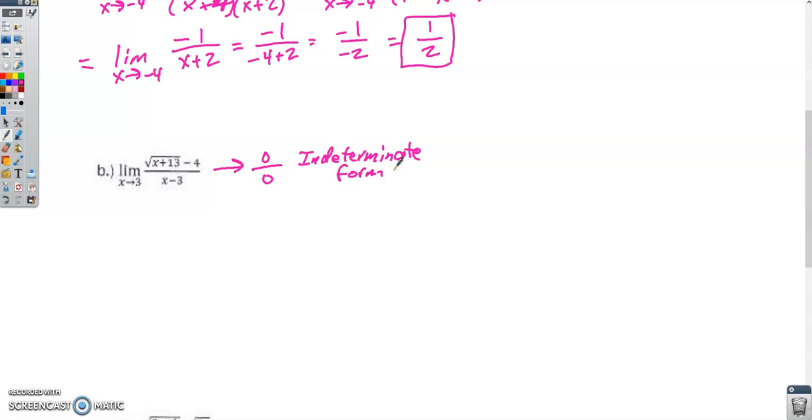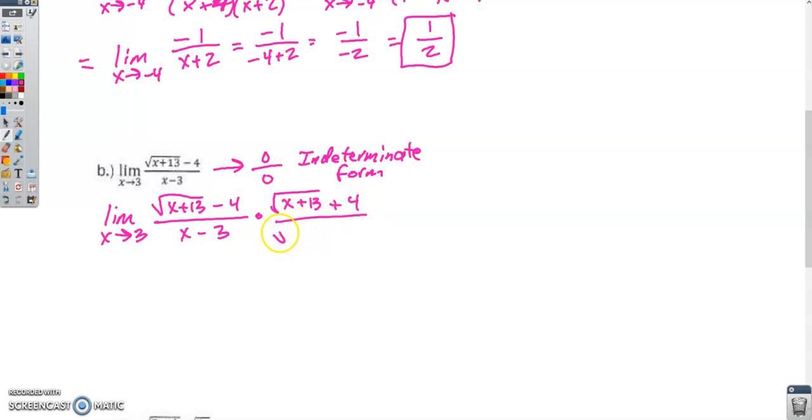And if we look at this, we think, okay, how can I simplify this limit algebraically? Well, it would be nice to get rid of that radical. And so what I'm going to do is multiply the numerator by its conjugate in order to get rid of the radical. And so when I multiply the numerator by the conjugate, I'm also going to have to multiply the denominator by the same expression. So I'm going to multiply this by square root of x plus 13 plus 4 all over square root of x plus 13 plus 4.